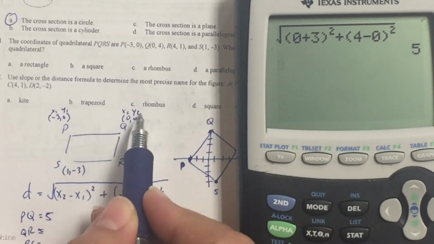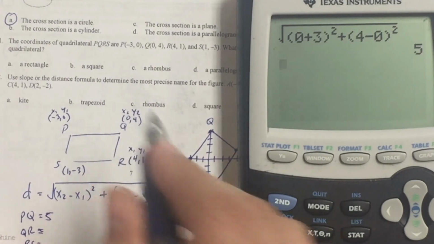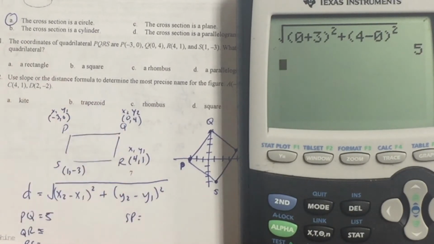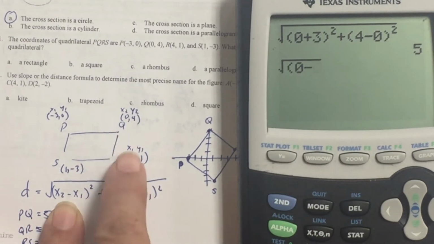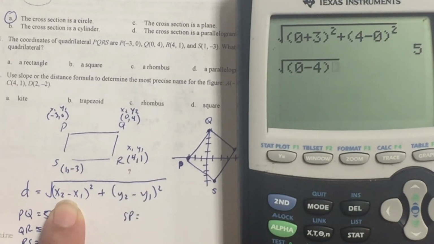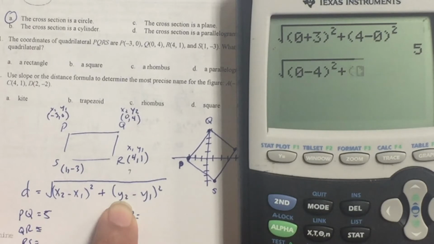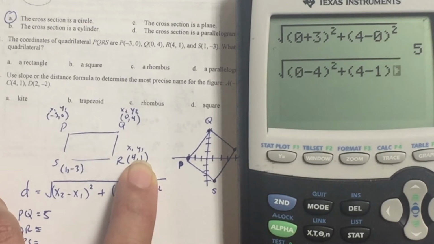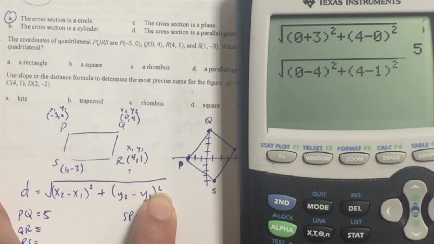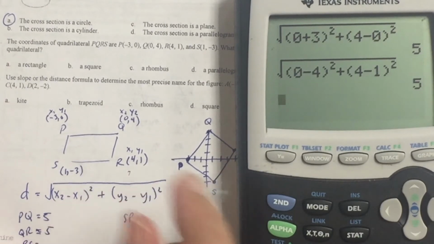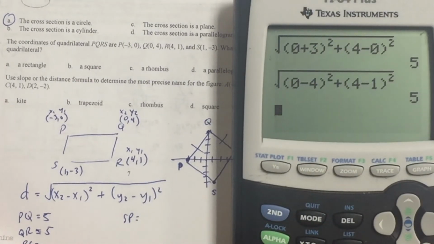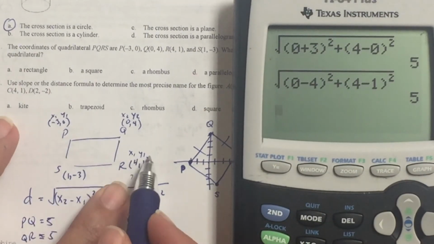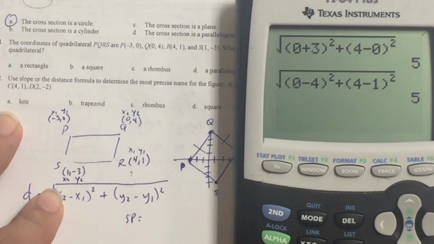All right, QR. Since I labeled this X2, Y2, I'm just going to label this X1, Y1, because it doesn't matter what order. So QR, these two. Again, square root, open parenthesis, X2, which is 0, minus X1, which is 4, close parentheses, squared, plus, open parenthesis, Y2, which is 4, minus Y1, which is 1, close parentheses, squared. So far, so good. So we're saying PQ and QR are the same. All right, RS. Since it's X1, Y1, I'm just going to label that X2, Y2.